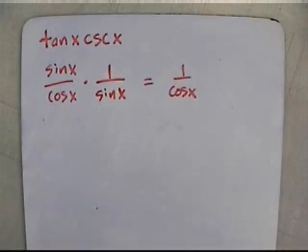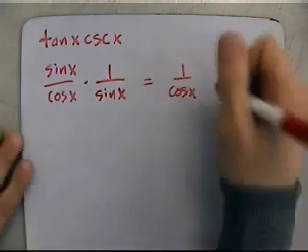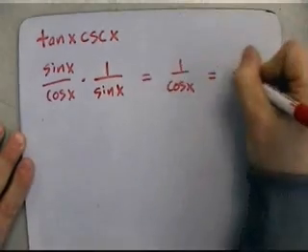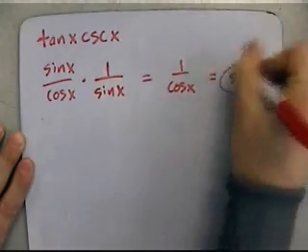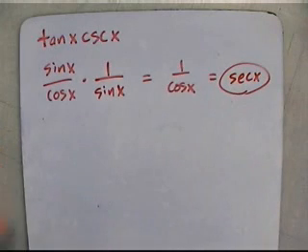Which we can take that one step further, right? What is 1 over cosine going to equal? Secant. Cosine goes with secant. This would be the secant of x. That's the fully simplified version. Got it down to one trig function.